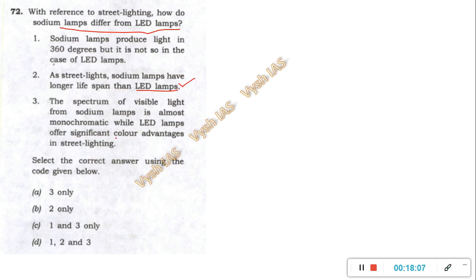So these people knew that it should be a wrong statement, because they're telling sodium lamp has longer lifespan. That is a wrong statement. So 2 you will eliminate. But again you are stuck with 3 only, and 1 and 3 only. Okay, A and C you are confused.